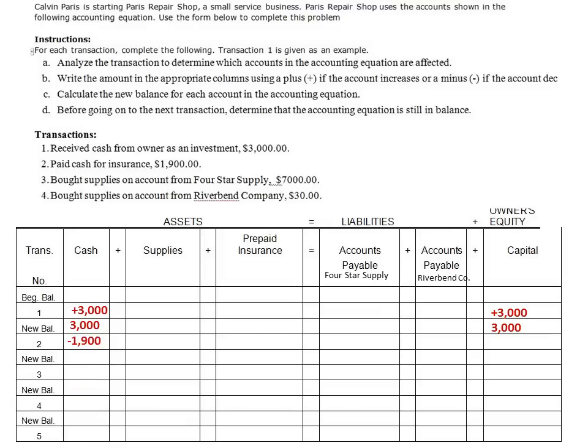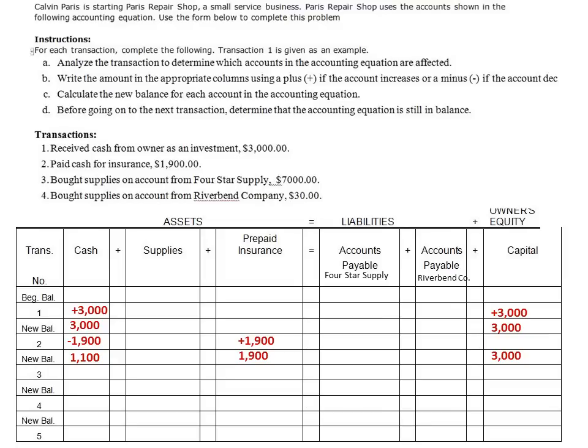Now, did we buy supplies? Nope. Did we buy insurance? We did. And if you look at this transaction, we need to show that we now have more insurance, so there's an increase in prepaid insurance of $1,900. We did not use the accounts payable, and we did not use the capital account. We now figure out our balance. If we had $3,000 cash and now we took out $1,900 to buy our prepaid insurance, we're going to have $1,100 in cash. Our prepaid insurance is now going to be $1,900, and our capital is going to be $3,000, staying the same. All other accounts will be 0.